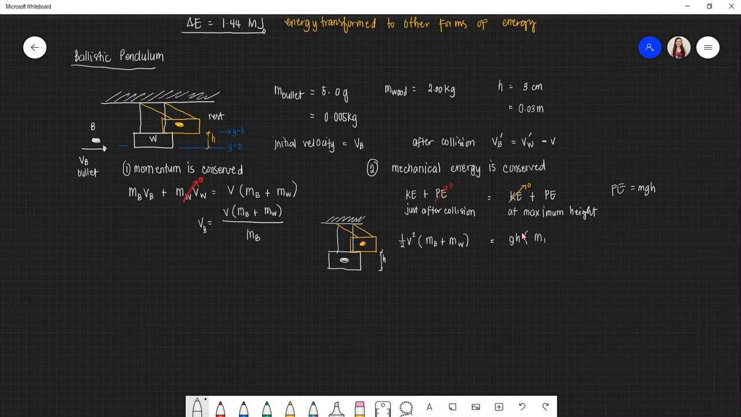So mass of the block of wood plus the mass of the, what do you call this? Mass of the bullet times the mass of the block of wood. So we can just cancel that out. Therefore, v squared is equal to 2gh, or the velocity is equal to the square root of 2gh.